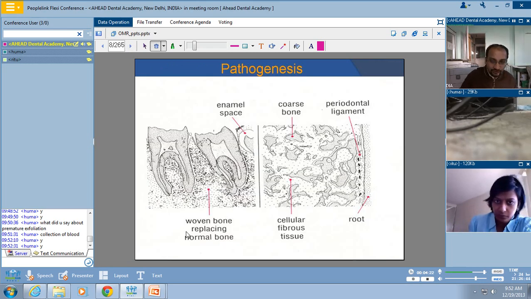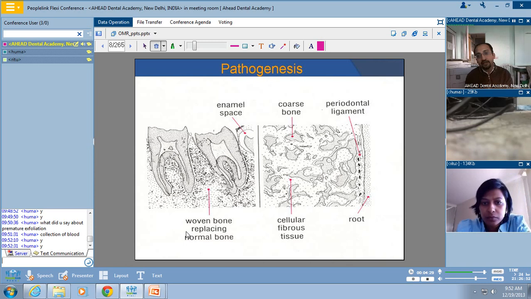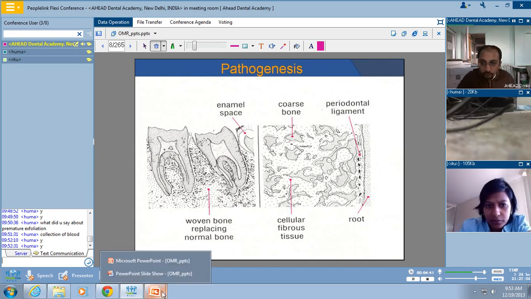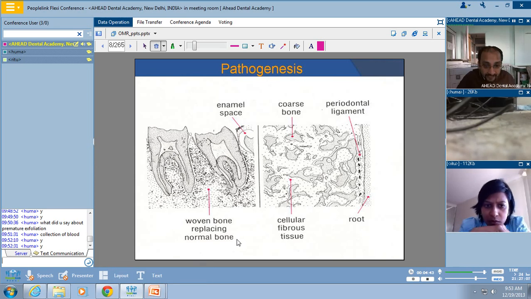Now, just a short slide to tell what exactly happens in fibrous dysplasia. The reason fibrous dysplasia becomes important to you is that it is pretty prevalent. In India it's not common, but abroad it's pretty common. What actually happens in fibrous dysplasia? As you can see in the slides, the normal bone starts getting replaced by cellular fibrous tissue. Why and how it happens is still unknown, and we just have one word for this: idiopathic. Nobody knows how this starts happening.